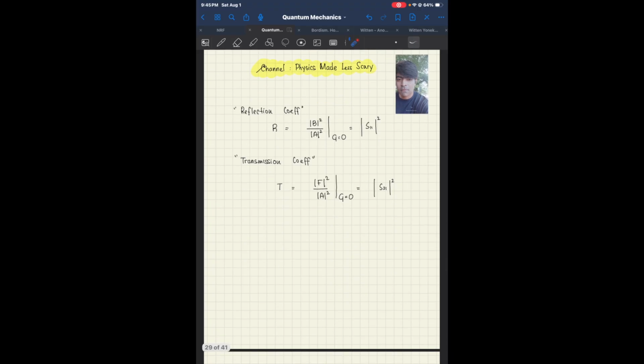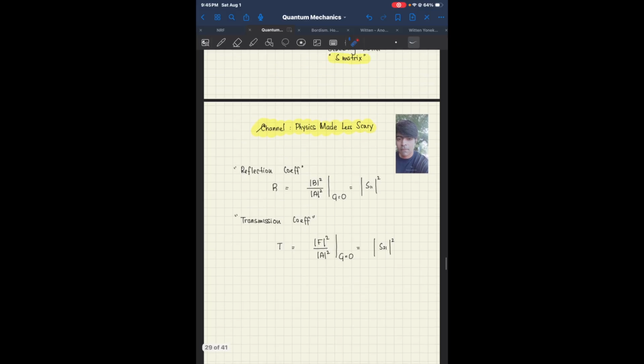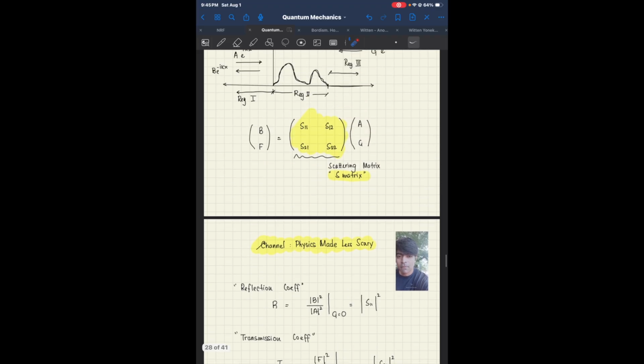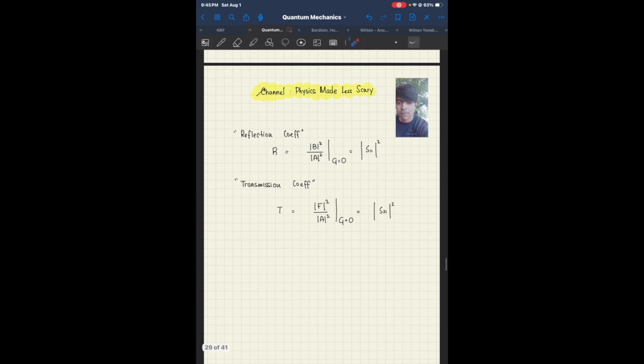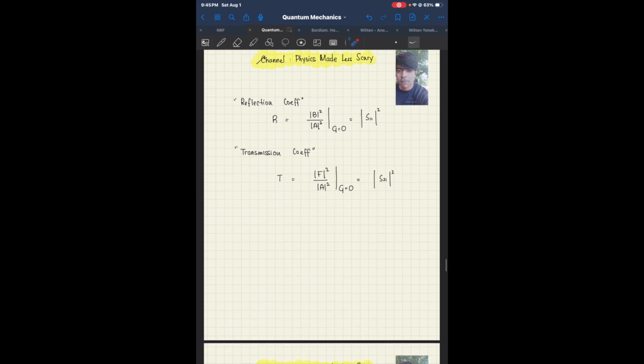I think we can stop here. We have studied reflection and transmission coefficients and the S matrix in detail, and we'll actually work out a problem in the next video such that you have some really good idea about what these coefficients look like and tie up with whatever we have learned in the last few weeks.